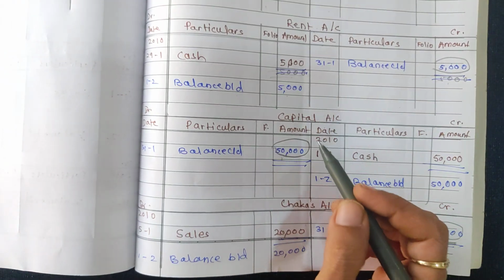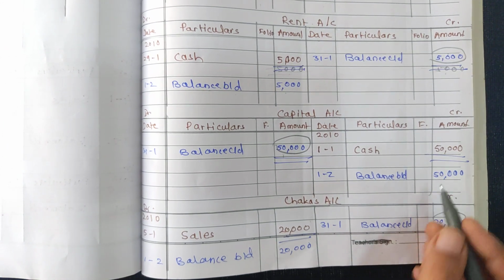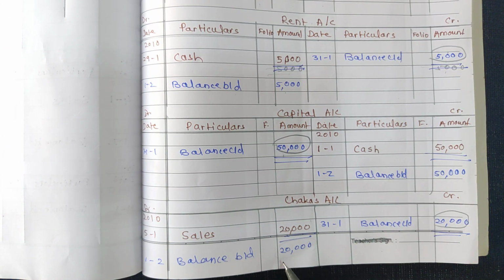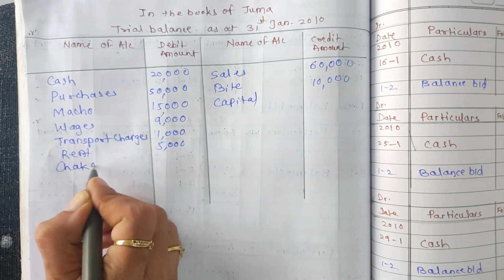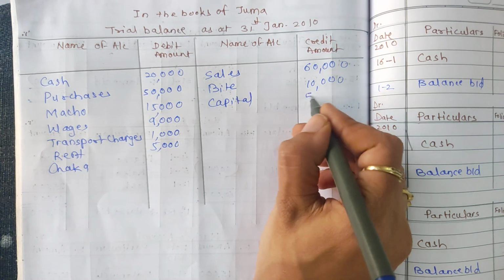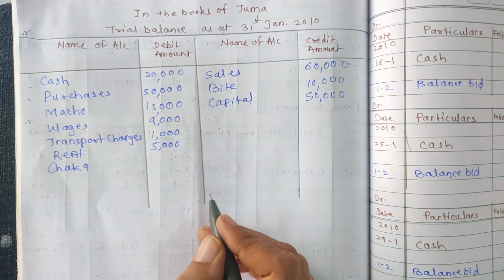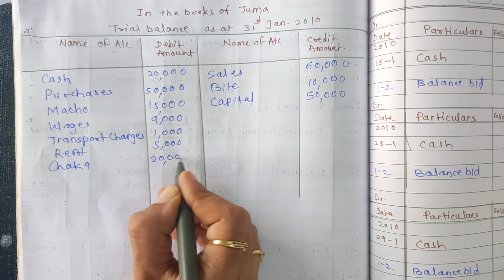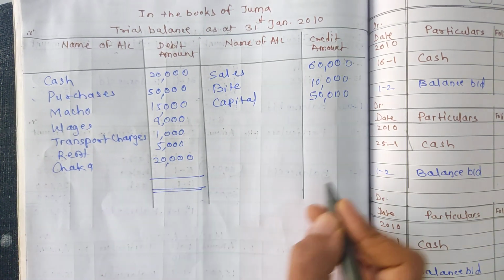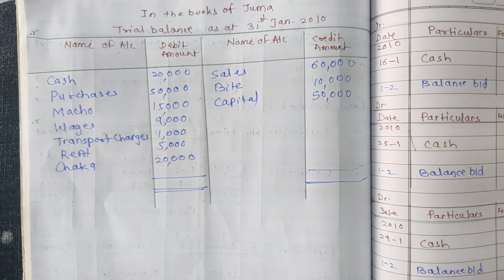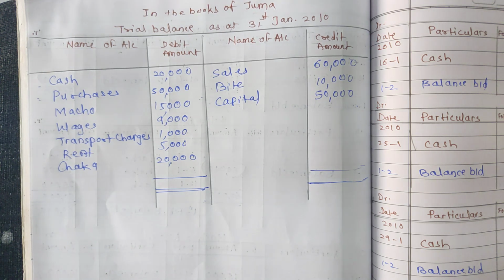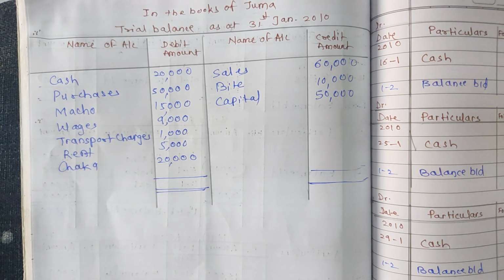Now capital balance is on the credit side, 50,000, and Chaka's balance is on the debit side, 20,000. So write down respectively, capital on the credit side and Chaka on the debit side. Capital amount is 50,000, and Chaka it is 20,000. Now the last step for the trial balance is to make a total on both sides, and it should be the same. See, the objective of a trial balance is to check the arithmetical accuracy of the recorded transactions. It should be equal on both sides.